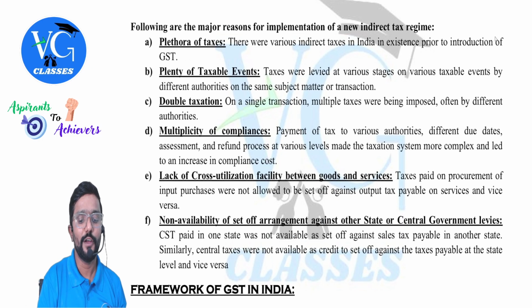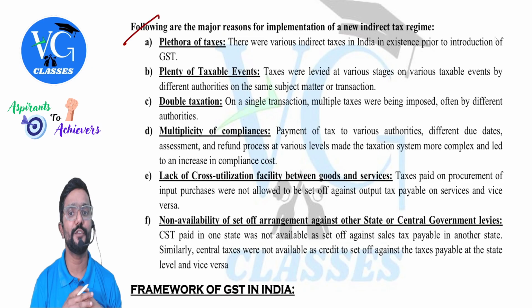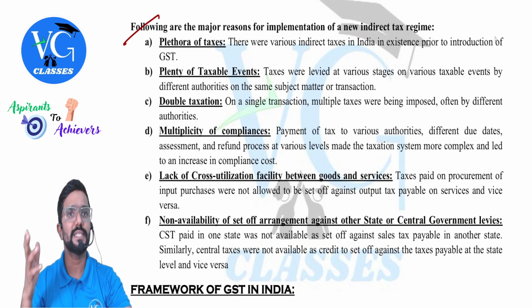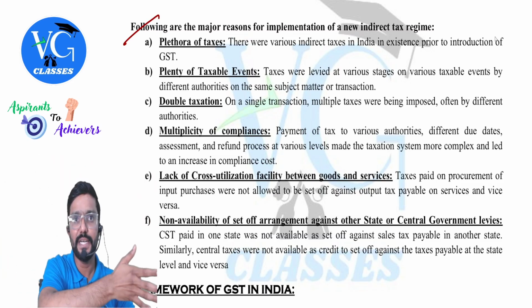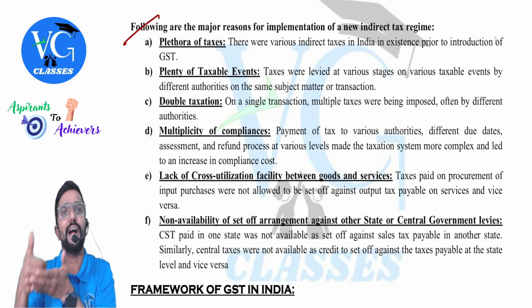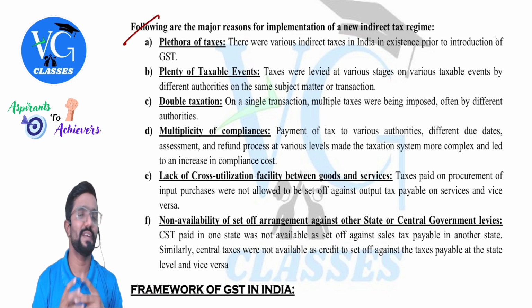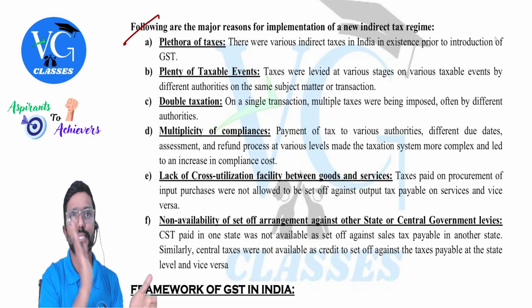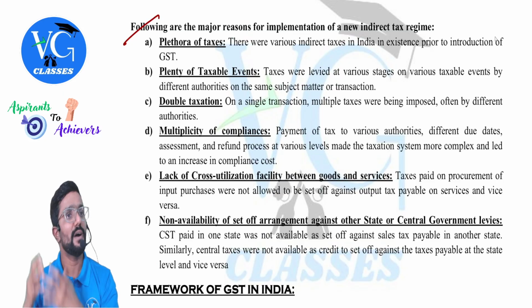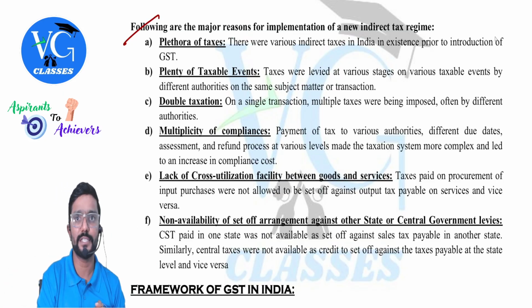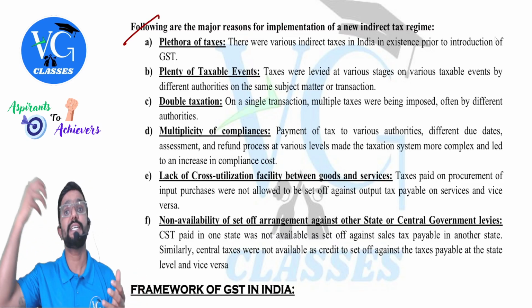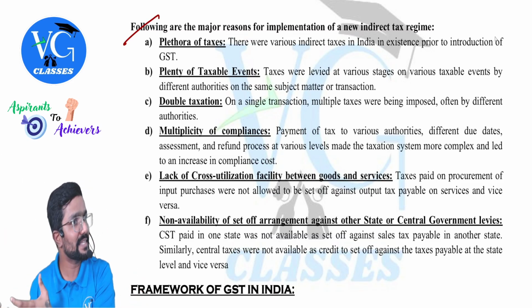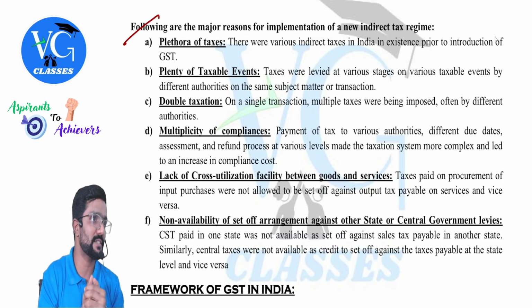This one. Following are the major reasons for implementation of the new indirect tax regime. Guys, these were the disadvantages under the previous indirect tax regime, which are now becoming advantages under GST. For example, there was a cascading effect, tax on tax, and multiple taxes. I cannot adjust the state tax against central tax or central tax against state tax or service tax. I cannot adjust it against goods tax, or goods tax against service tax.